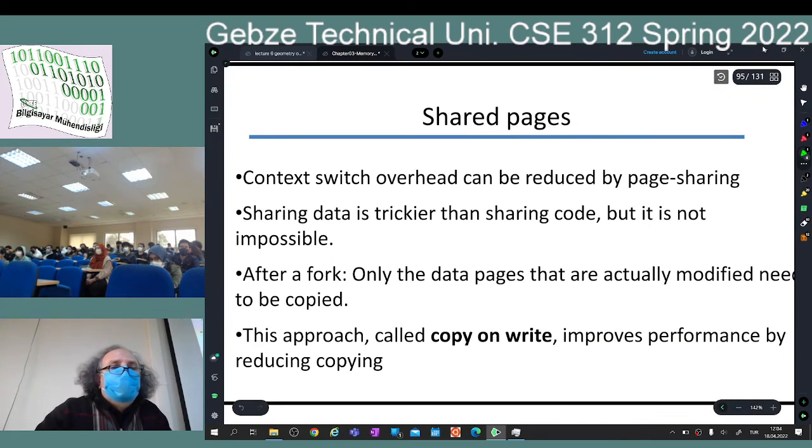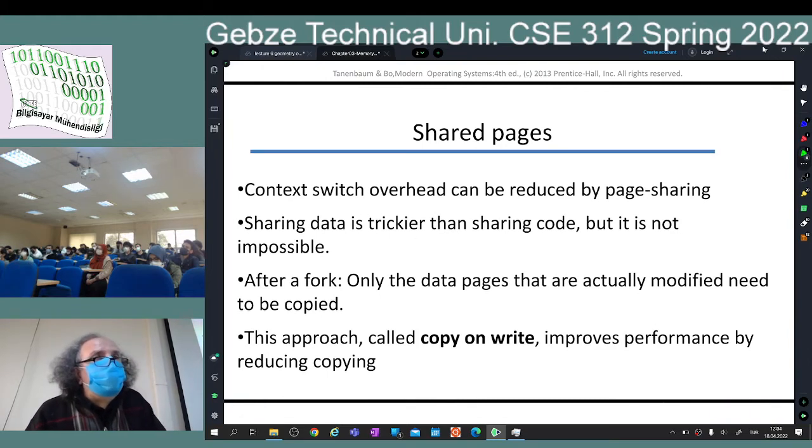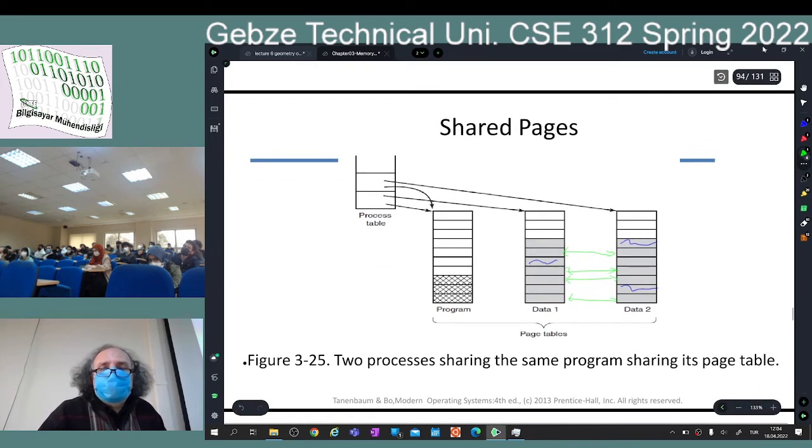Okay? After a fork, only the pages that are actually modified need to be copied. But how do I know which pages are going to be modified? Well, there is this method of modifying pages. It's called copy on write. Okay? At the beginning, this is what you do.